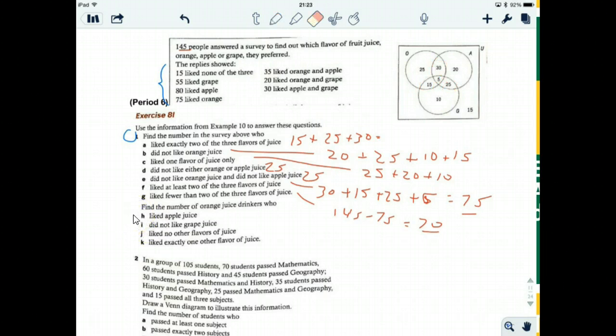Now find the number of orange juice drinkers who liked apple juice. So let's see, we'll color in the orange juice drinkers first. Okay, so which one of these all liked apple juice? So that would be the 30 and that would be the 5, so that would be 35. Orange juice drinkers who did not like grape juice. So that would be these 2, right? 25 plus 30, which would be 55.